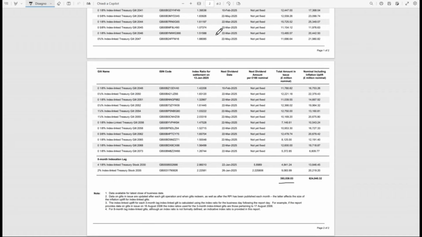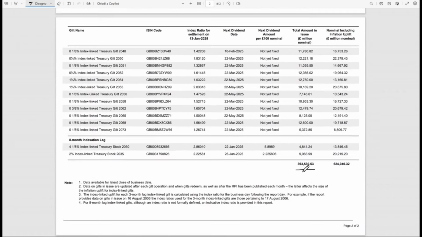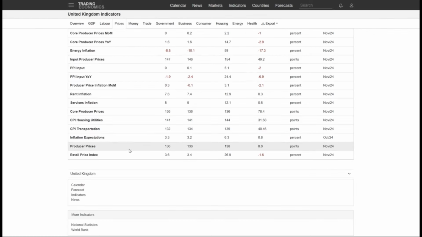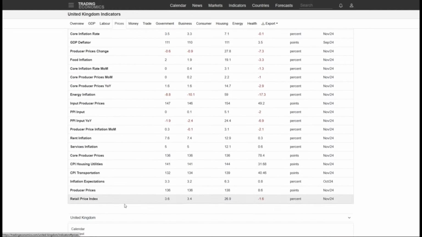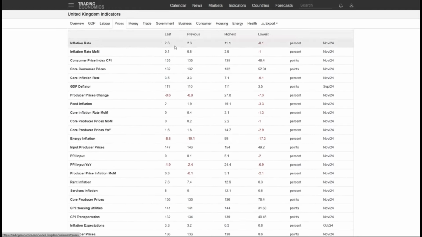The amount of gilts in issue is 393.5 billion, right? And the inflation uplift is 624. So this is the amount that the government raised in the market, and this is the amount the government has to pay for the inflation uplift. Now, what does it take to disentangle the RPI and change it to CPI?